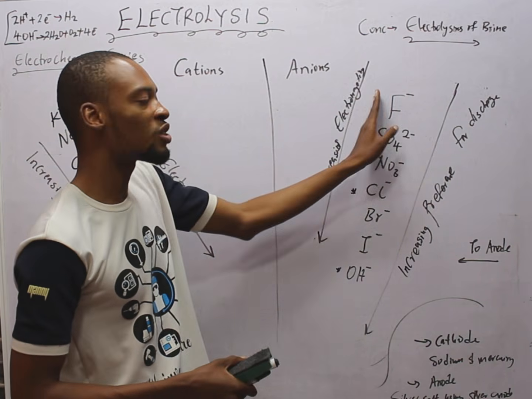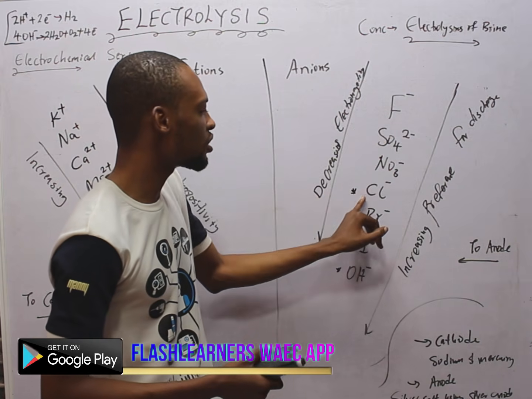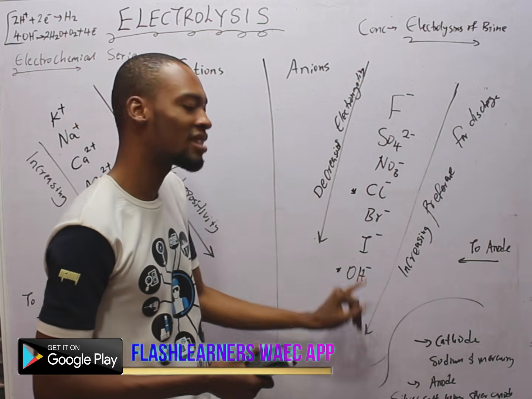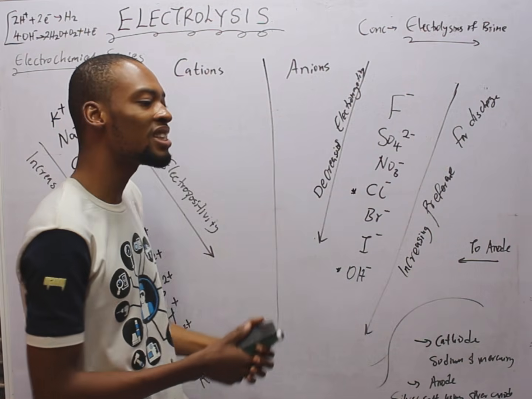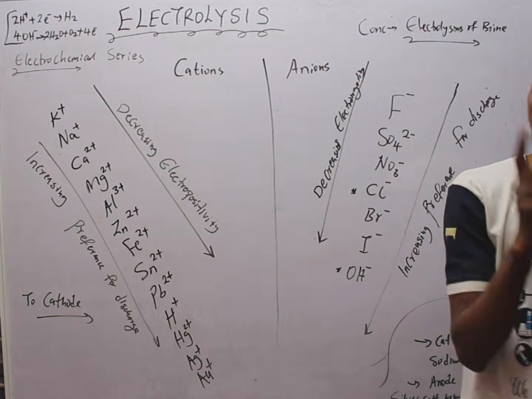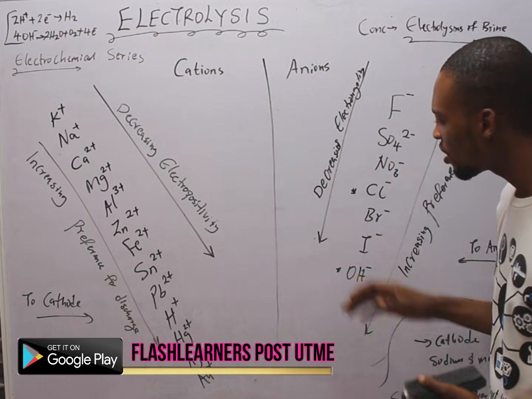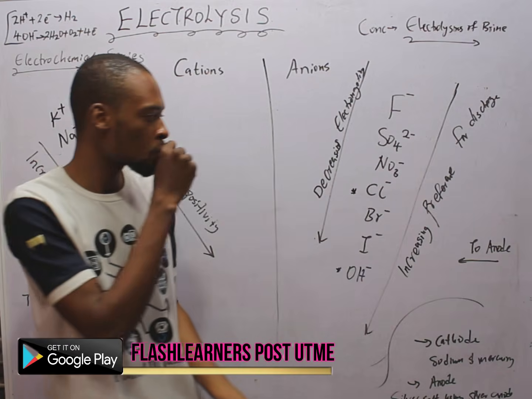So there is a shortcut for this. OH minus, and take note of the charges. These are ions, an atom or group of atoms that possesses electric charge. Now the second one, concentration of the ions.